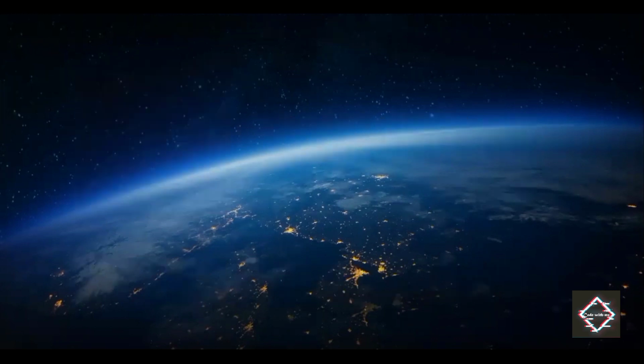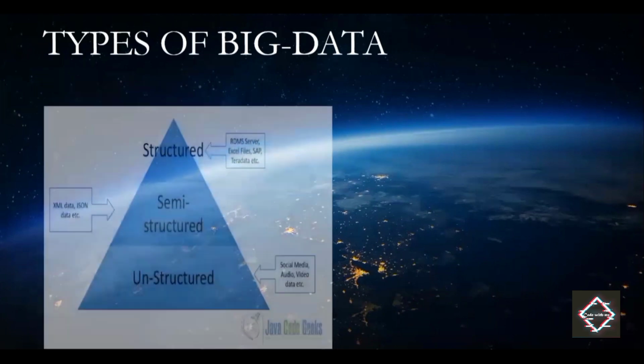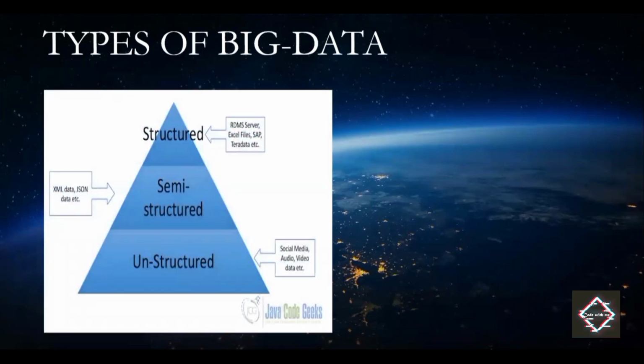Starting with the main point of the video, types of big data. So friends, I assume that you have come across what big data is and what the different types, categories of big data are. So in this video, let's learn about the types of big data. By looking at the diagram you might get a clear picture: there are three types of big data. One is structured, semi-structured and unstructured.